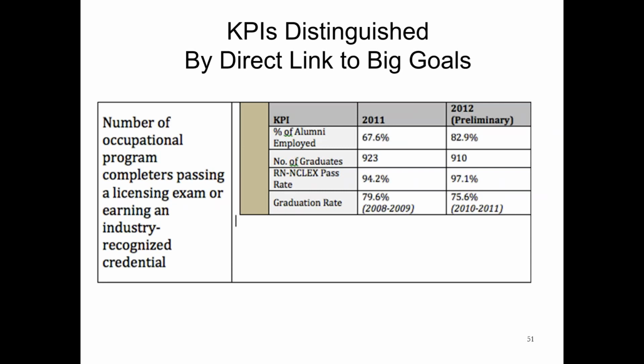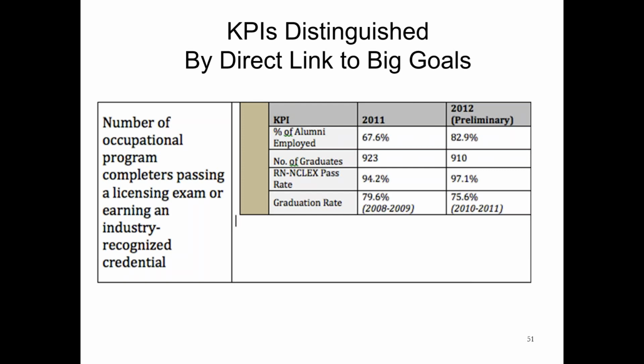I think you would recognize a KPI, Laura, if you could recognize its link to big goals. I think that's one of the keys. All right, that's good. Look at that big goal. See what it says? Number of occupational program completers passing a licensing exam or earning an industry recognized credential. That's the big goal. We want to increase that number. And those four KPIs, they're going to tell you that, won't they?